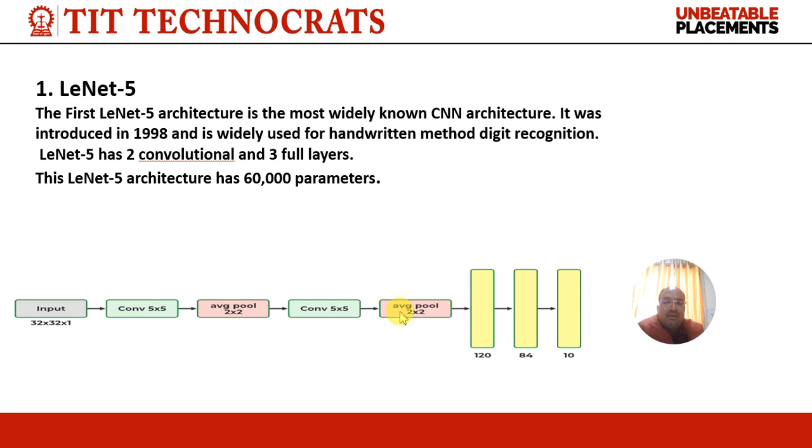After that, the output of the average pooling is converted into flattened form. This flattened output is input to the fully connected layer. You can see here it works on about 60K parameters. This was an advancement of deep learning.